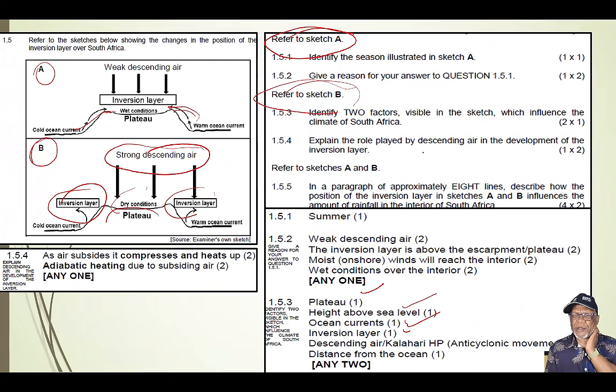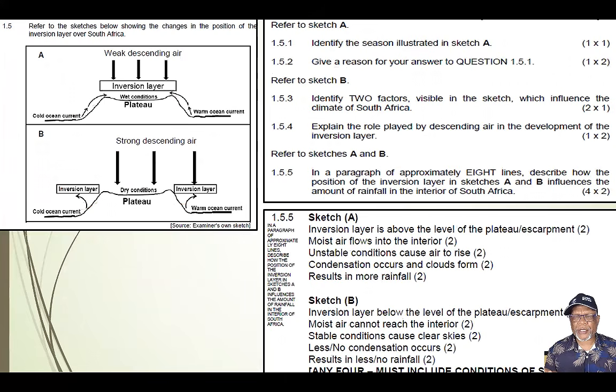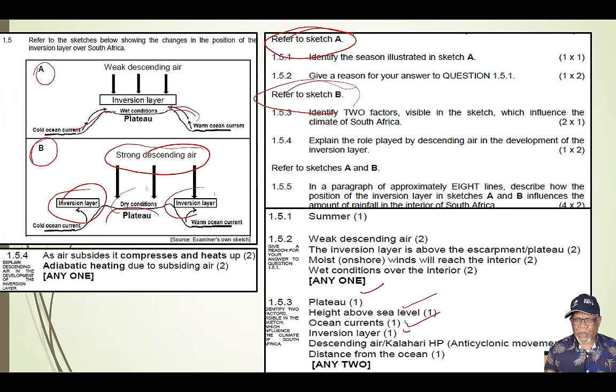Explain the role played by descending air in the development of the inversion layer. What role is played by descending air in the inversion layer? So air subsides, it compresses and heats up. Subsiding air compresses and heats up, through adiabatic heating due to subsiding air.